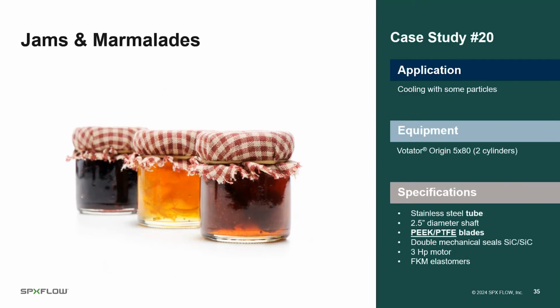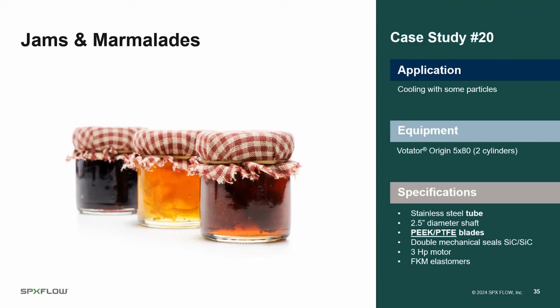And these are like jams and marmalades. This is a pretty typical origin application. Low viscosity, stainless steel tube, 2.5-inch diameter shaft. We do that because some of these have some particulates. And so we want to do that, and we'll typically turn these at a little bit lower RPMs, double mechanical seal. It kind of gets sticky in there.